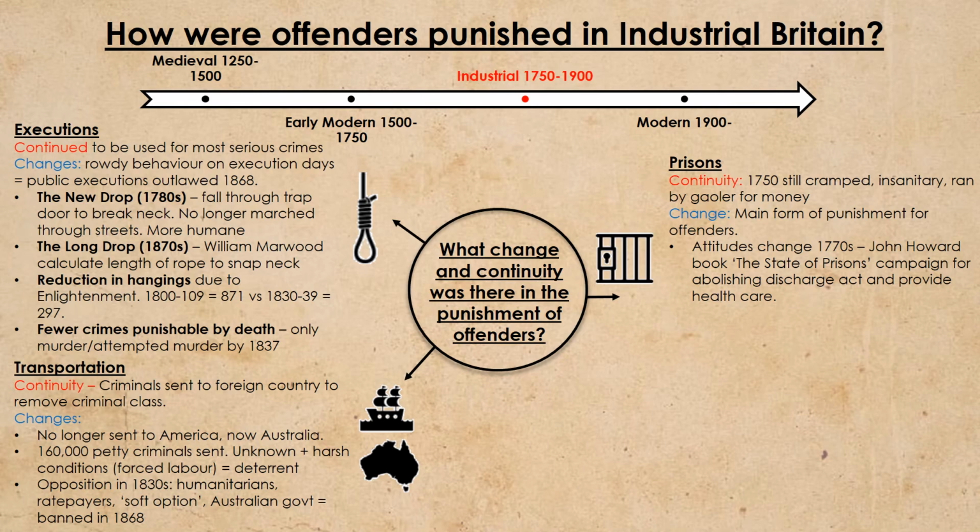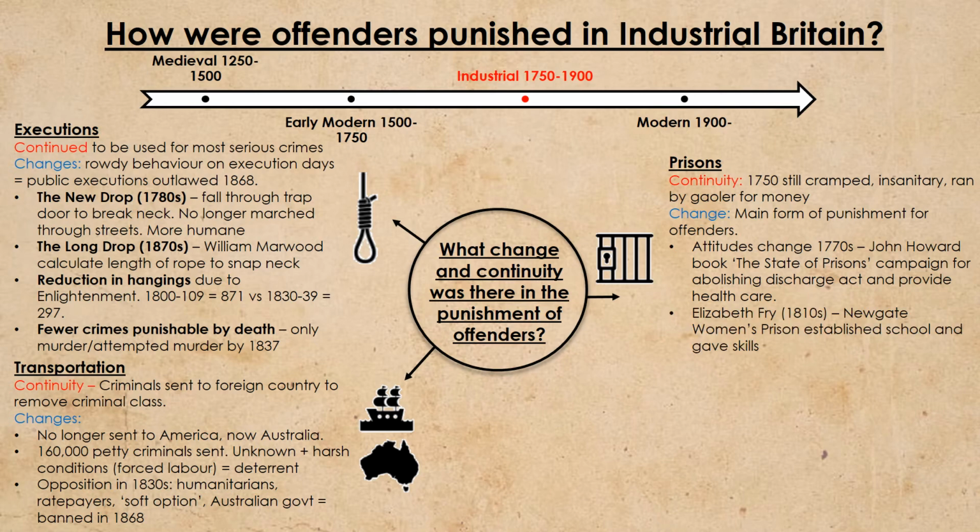And he also argued that jailers should be paid a salary rather than relying on the criminals to pay them. And each prisoner should have their own cell, should have their own healthcare. So basically encouraging better conditions for prisoners at the time.